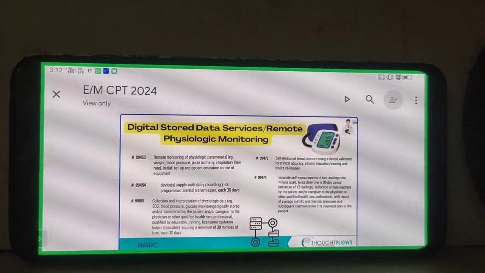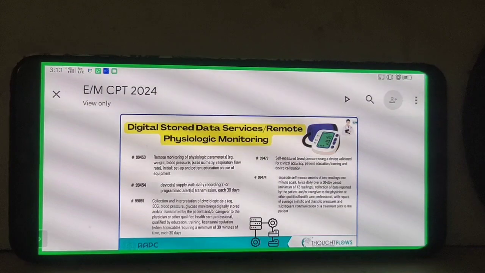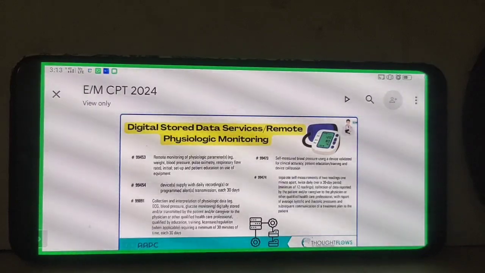So these are the training programs. The doctor gives the instruction for the patient on how to use the device and how to collect the data. And every month they are collecting the data and the doctor gives the treatment based on that reading. That's it. So these are the general information.